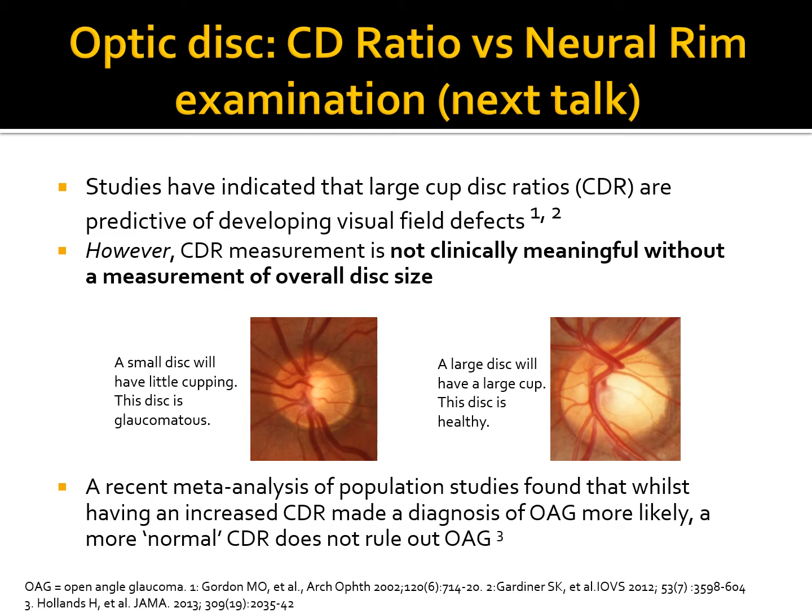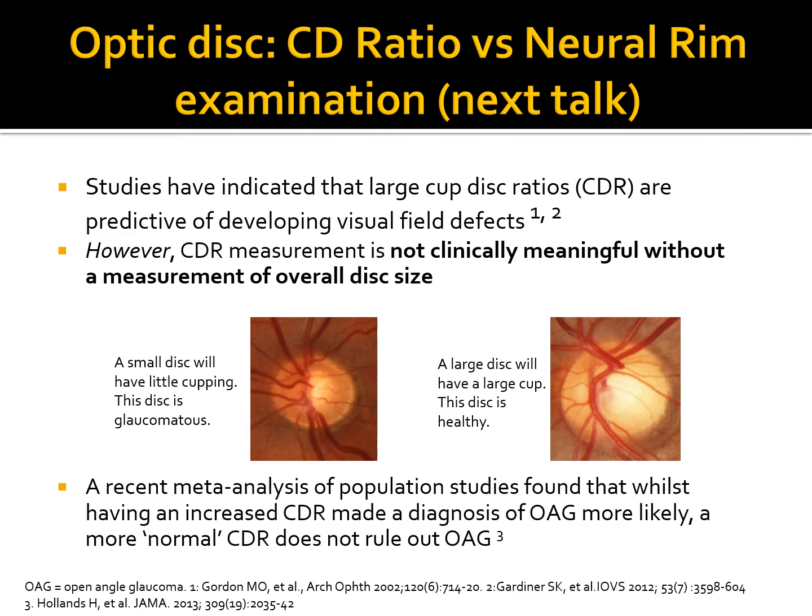So really, it's disc ratio versus neural rim examination. And this comes up much more in the next talk. In this one, it came up because it indicates that large CD ratios are predictive of developing a visual field defect. However, cup disc ratio is not clinically meaningful without a measurement of the overall disc size.